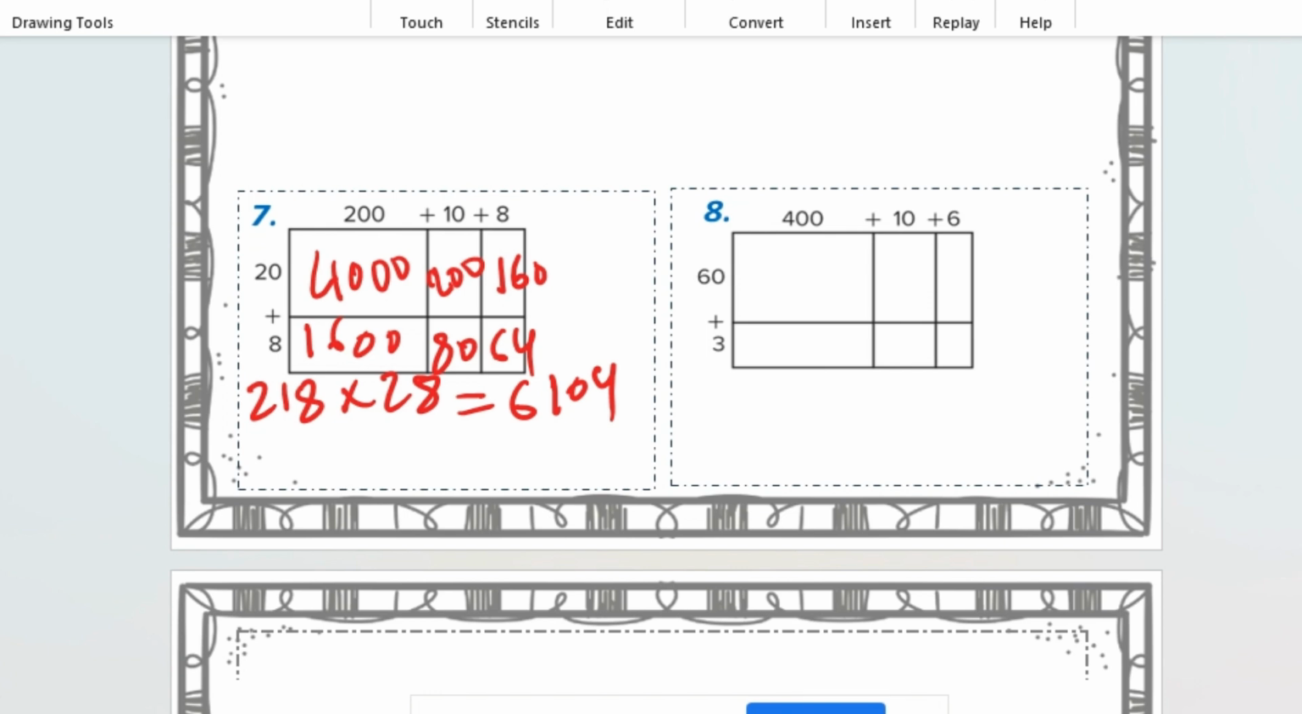Okay, so here let's just find the partial products. 60 times 400 will be 24,000. Okay, 60 times 10 is 600. 60 times 6 is 360. 3 times 400 is 1200. 3 times 10 is 30. And 3 times 6 is 18. Now we're just going to write our multiplication equation, which is 400 plus 10 plus 6. How much is 400 plus 10 plus 6? This is 416.